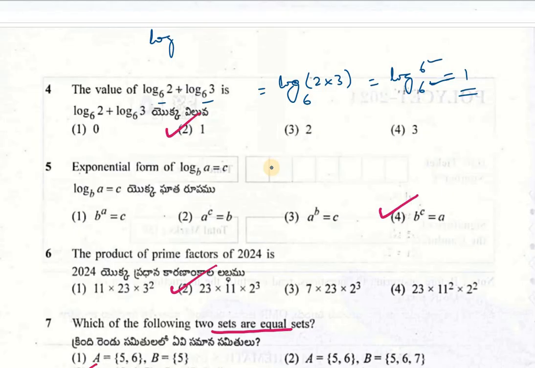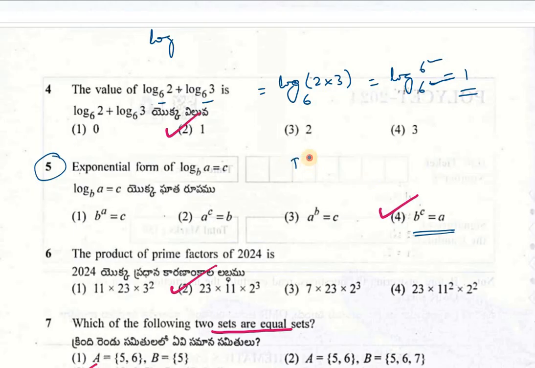Now question number 5, exponential form. Exponential form of log a to the base b equal to c. This we already have a formula, just remember this direct formula. Log a to base b is equal to c is nothing but b power c is equal to a. This is the formula.